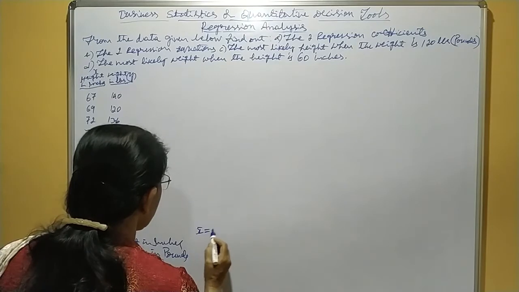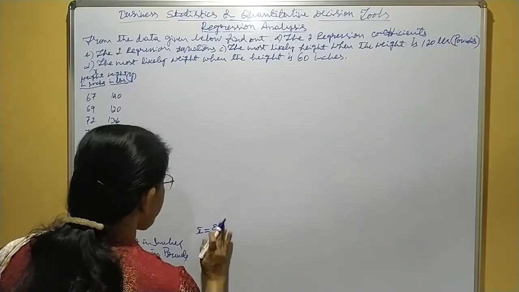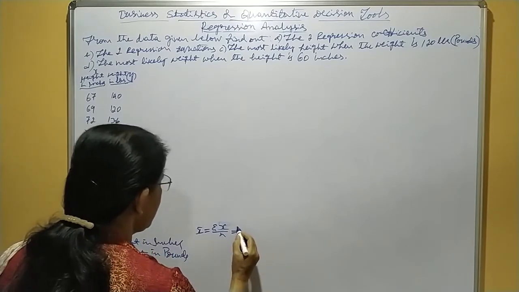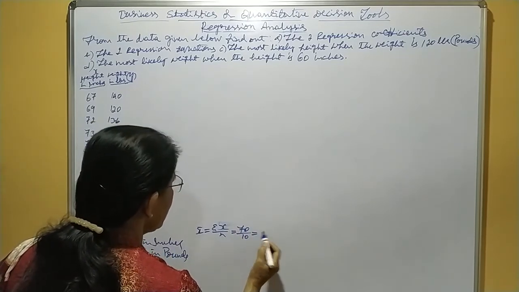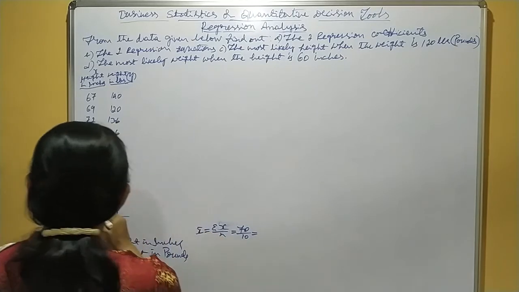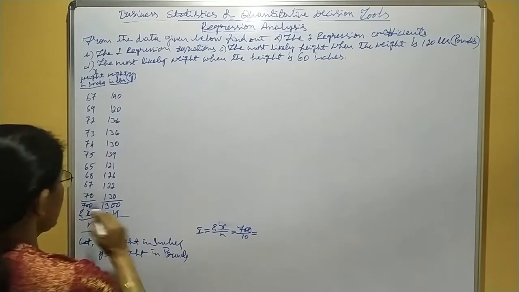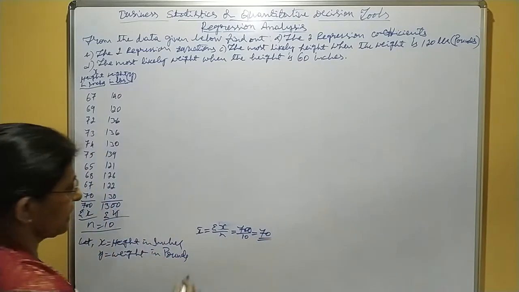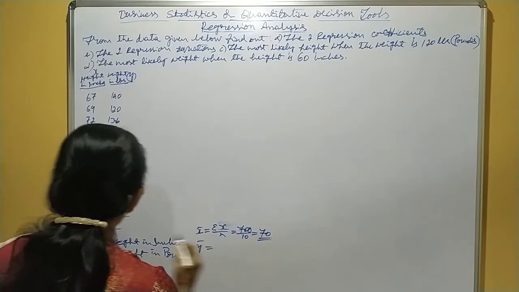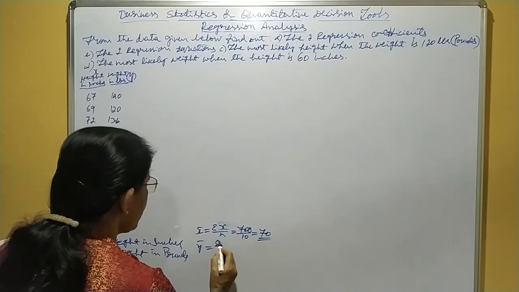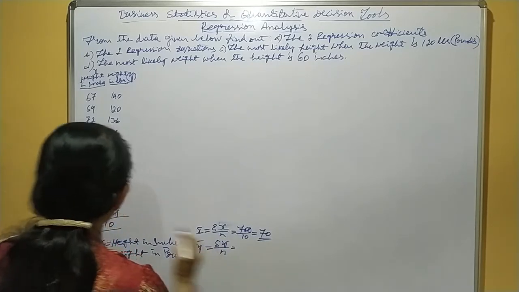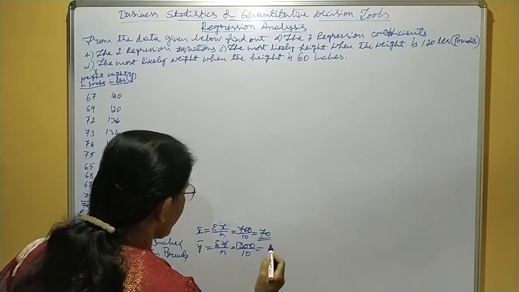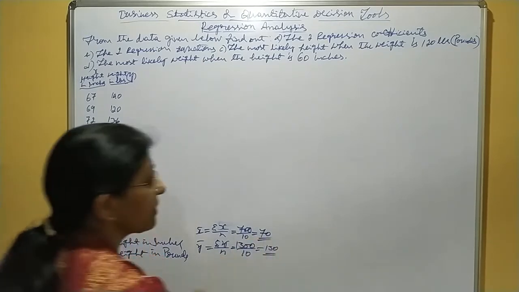X bar equals sigma x divided by n. Sigma x is 700, n is 10, therefore 700 divided by 10, x bar equals 70. Then y bar equals sigma y divided by n. Sigma y 1300 divided by 10, it is 130.